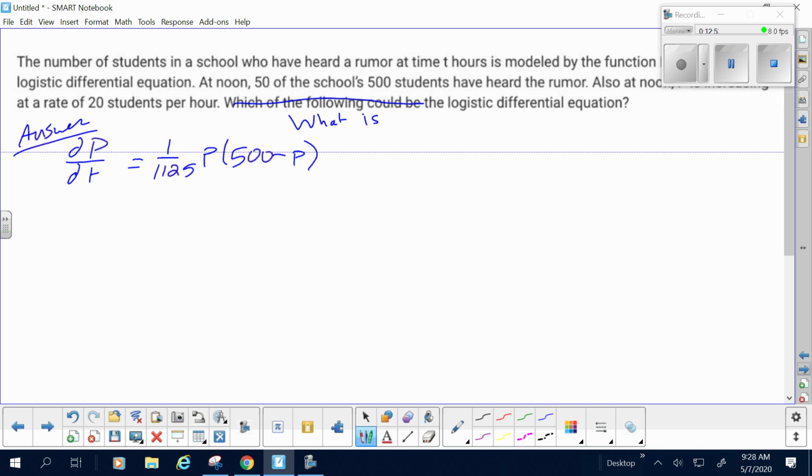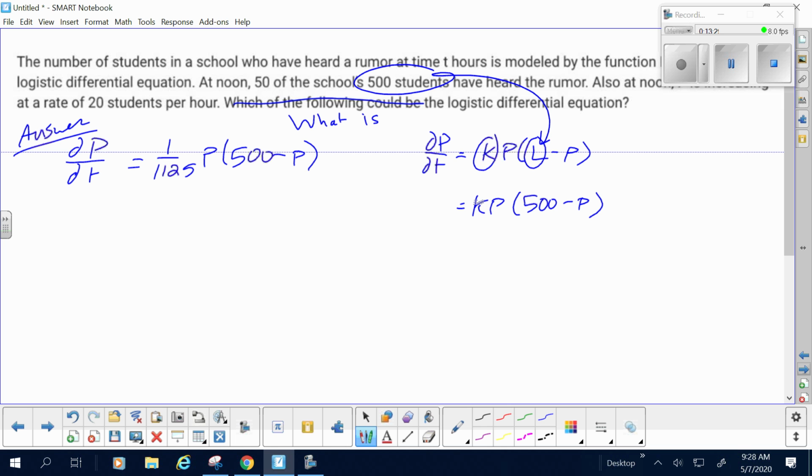Now, I start with the logistic differential equation, which is this. All right, and I try to figure out what I know. I need to find this and this to make my specific equation. dP/dt and P stay variable. Let's go with L. L is the carrying capacity. How many students are possible to hear the rumor is 500. So that is where I came from there.